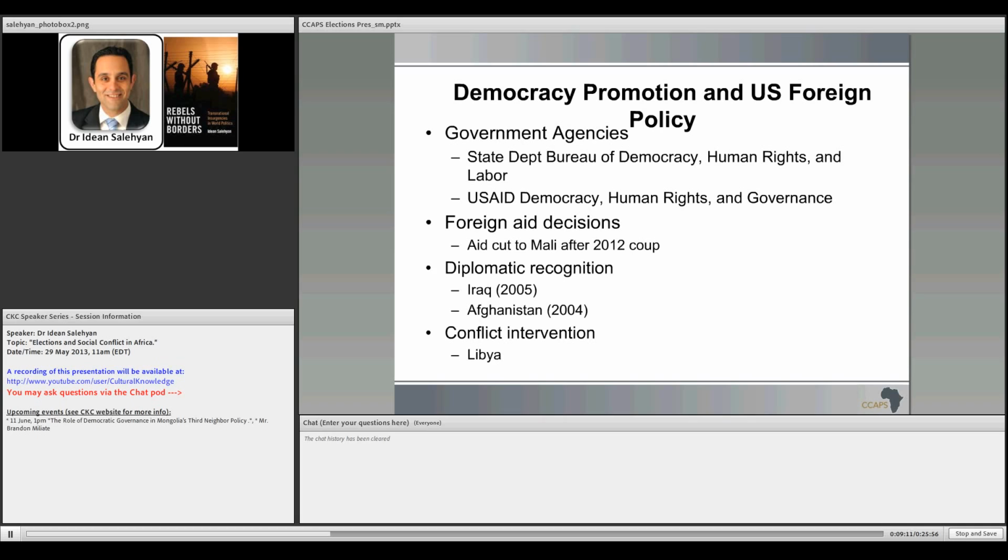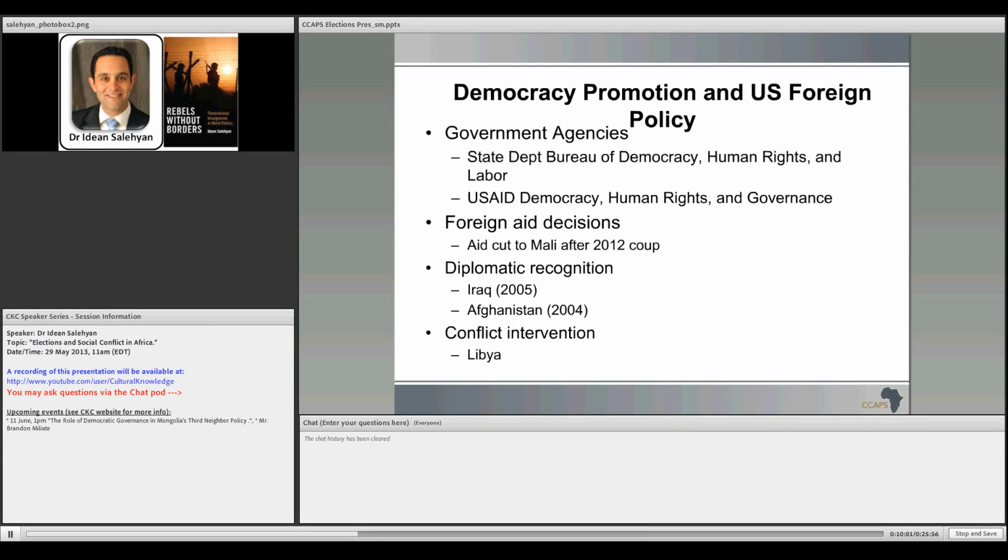Democracy promotion has also been, as you all know, a very important component of U.S. foreign policy. One could argue that promoting democracy and human rights abroad, although the United States does have other strategic interests, and serving as an example has been an important component of U.S. foreign policy for decades. We have government agencies, including the State Department Bureau of Democracy, Human Rights, and Labor, and USAID's Agency for Democracy, Human Rights, and Governance, which do things like election monitoring, supporting civil society efforts, promoting the rule of law, and so on.